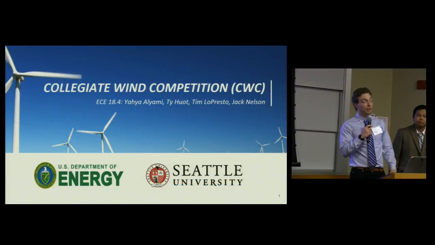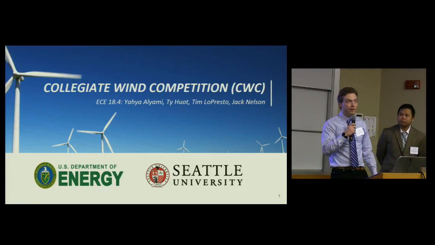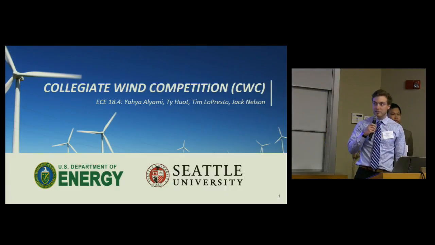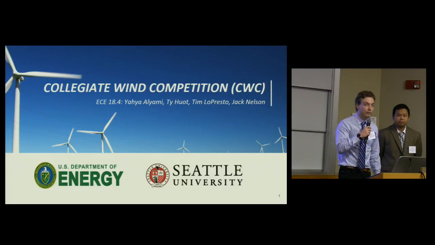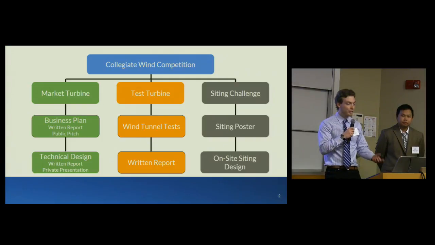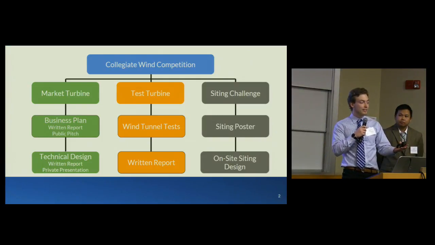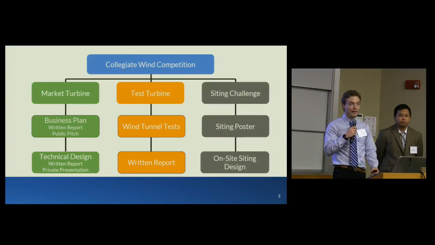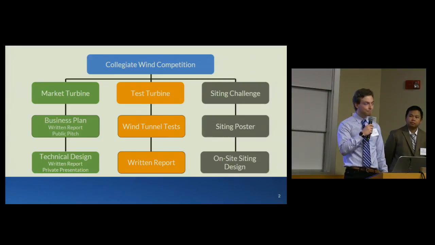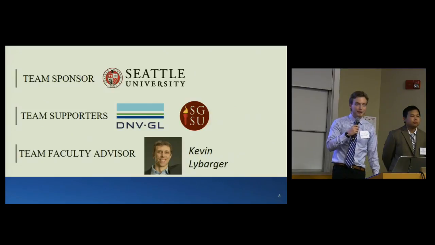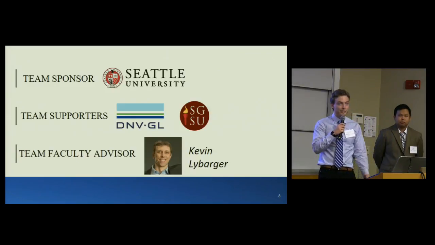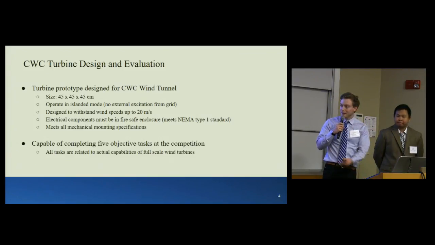So for our project, we did the CWC, which is the Collegiate Wind Competition, a wind turbine competition hosted by the Department of Energy every 2 years. This year it is in Chicago, May 8th to 10th. Seattle University applied for this competition and was accepted along with 11 other teams to build a turbine, which is the test turbine, and then a theoretical design, which is the market turbine, and then a siting challenge. For our presentation, we will be focusing on the test turbine and specifically the electrical side. Our team sponsor was Seattle University. We got support from the Seattle U Student Government and DNVGL, and our faculty advisor is Kevin Lieberger. And I'll send it over to Yahya.